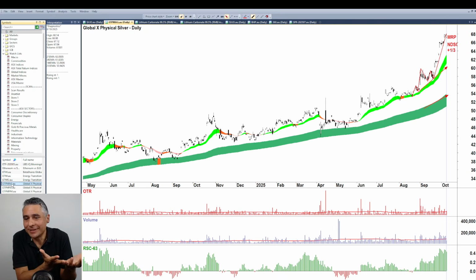It's an ETF. There's no point charting this. We need to chart silver. And I do that for you regularly in ChartWatch Markets as well. And you know my opinion on silver.